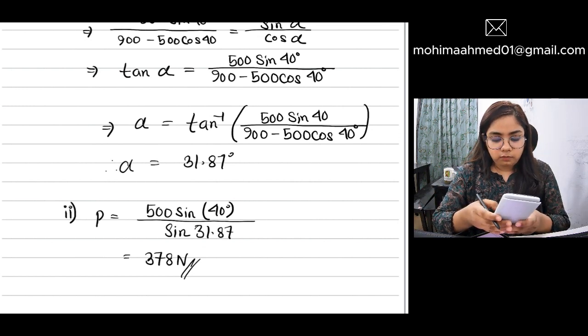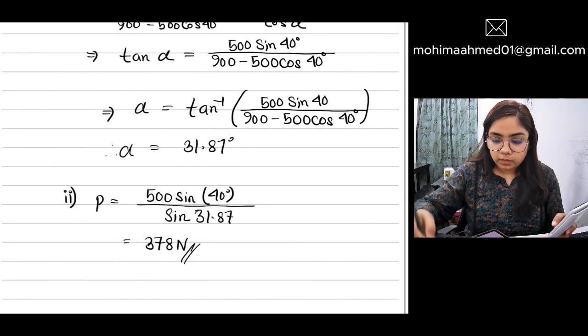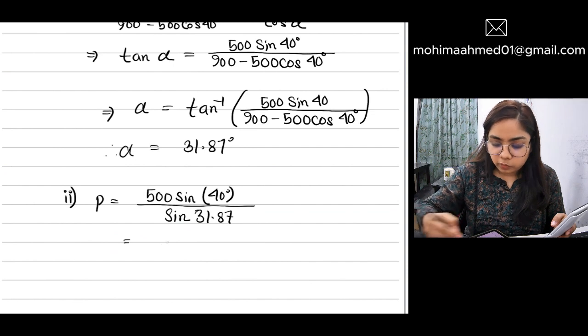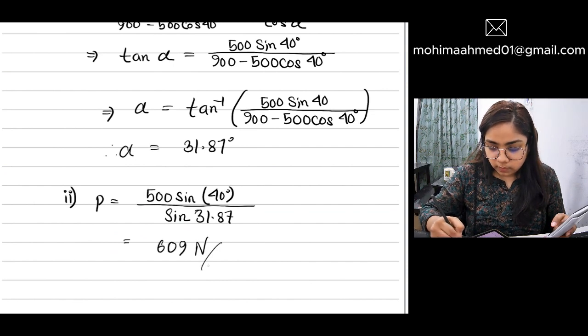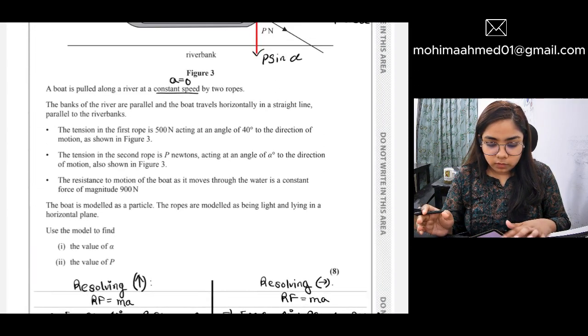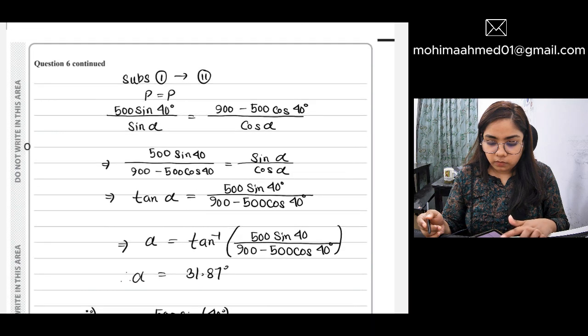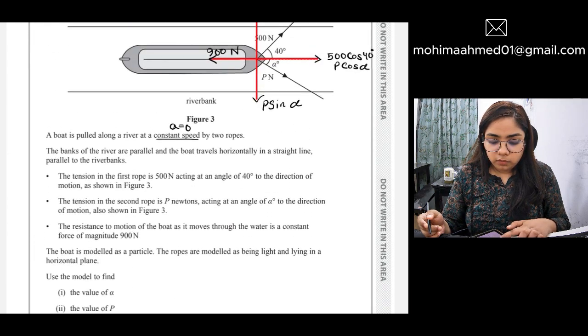That is 500 sine 40 divided by sine 31.87, which is 608.7. So we can write 609 approximately, right? Because I don't think the question asked you to answer in one or two significant figures. They just asked to calculate the values for alpha and P, right? So yeah, both the answers are correct now. Okay. So this is how we are going to solve question 6.